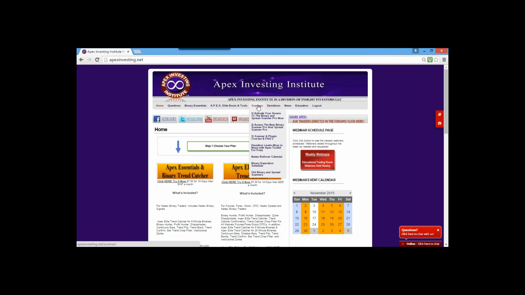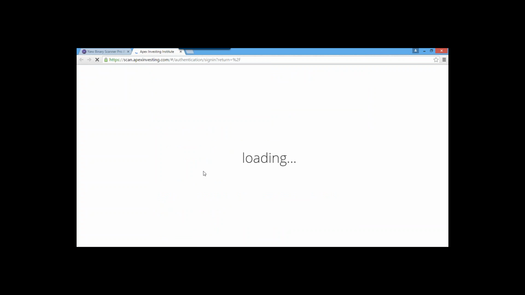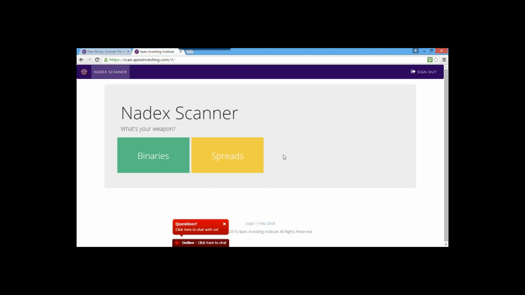Right here under scanners, the second one down, first of all, you have to activate it, and it's free to use. This is a free tool. You have to activate it, but then you go here and click scanner. This is really neat. Let me show you this. After tonight, what I'm going to teach you, you're going to be using this every single day, every single time you trade spreads.